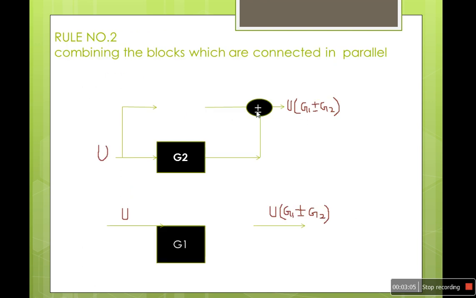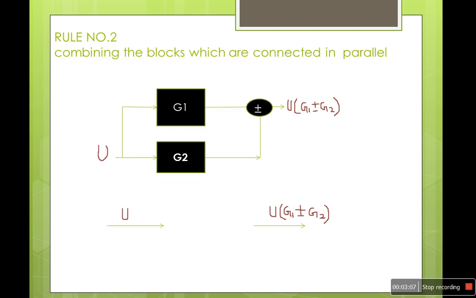The next one is, for example, if you have two blocks and these two blocks are connected in parallel. In the previous case the two blocks were connected in series. In this case the two blocks are connected in parallel. Here you apply the input U. Here you get U into G1, the input multiplied with this gain, and similarly here you get U into G2.